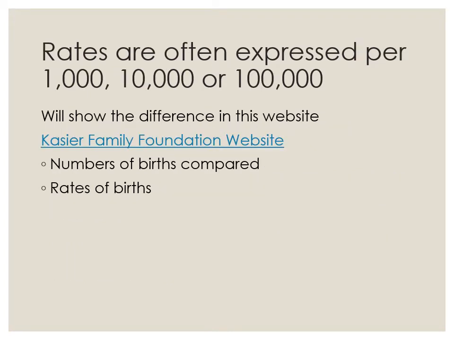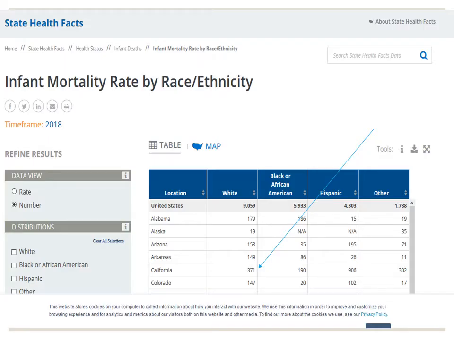And so one of the things that I'd like to show is that rates are often expressed in 1,000, 10,000, or 100,000. And numbers of births are often compared, that they do something called mortality rates. And they compare the rates of births, but they also compare death rates when they create infant mortality rates. This is an example. I got this from the Kaiser Family Foundation. You'll see right there, California. This is the number.